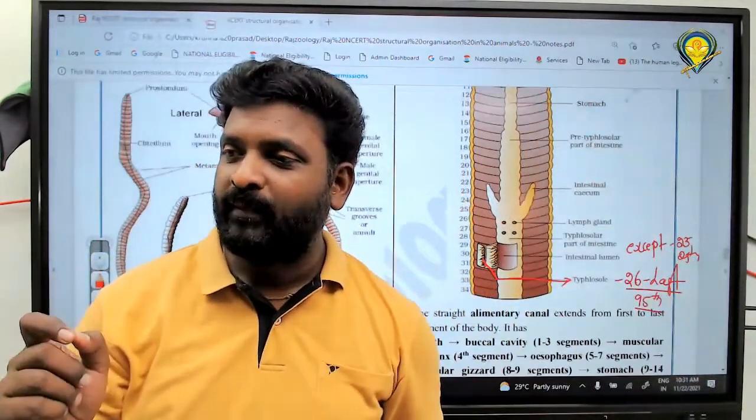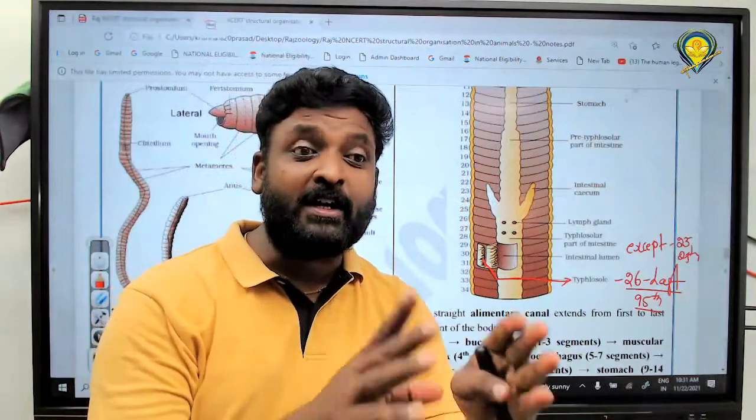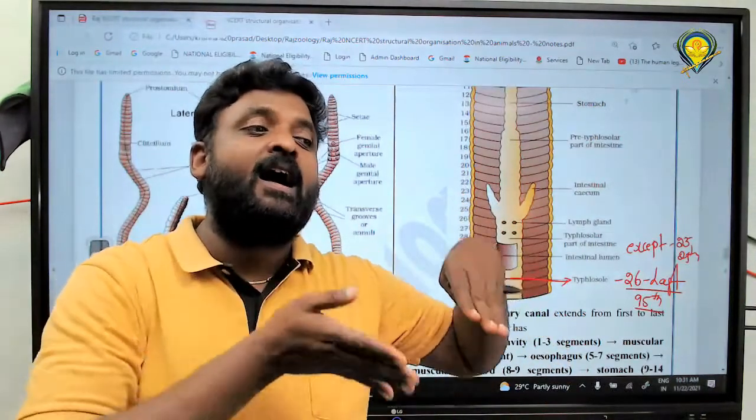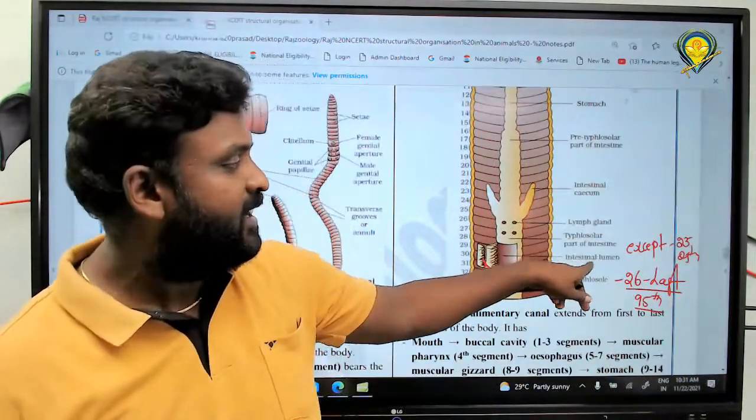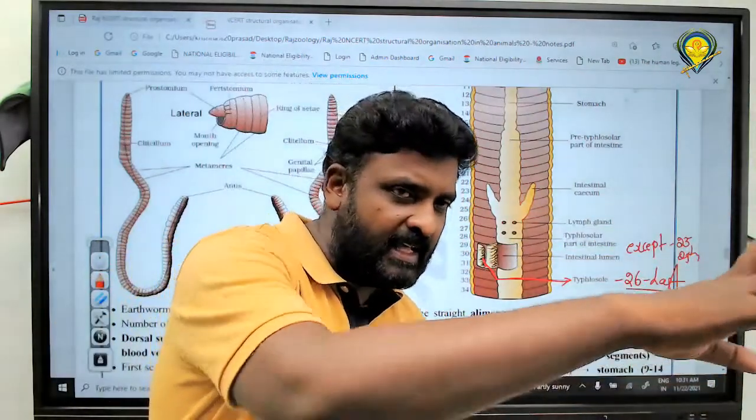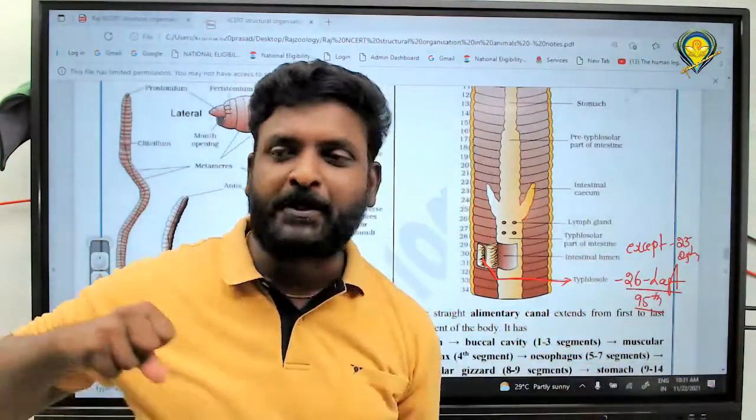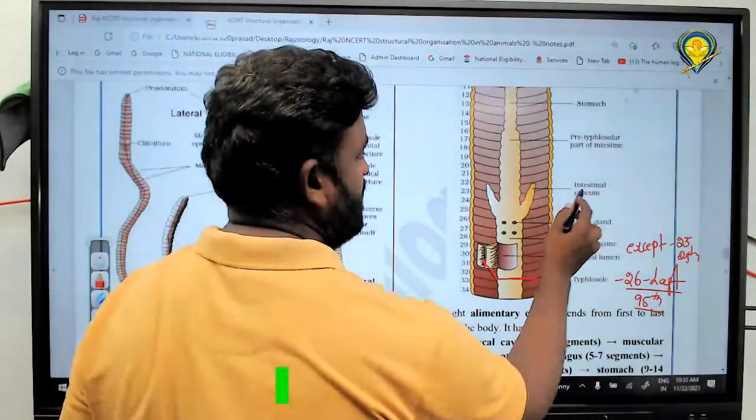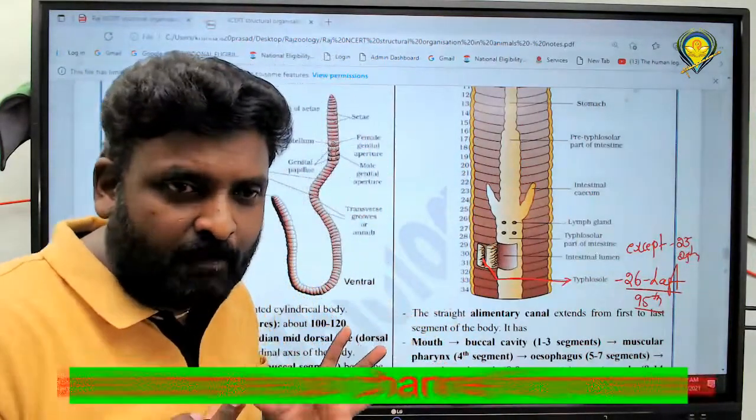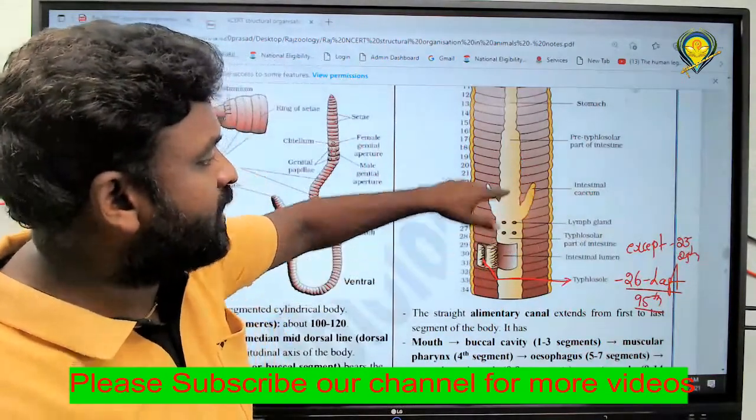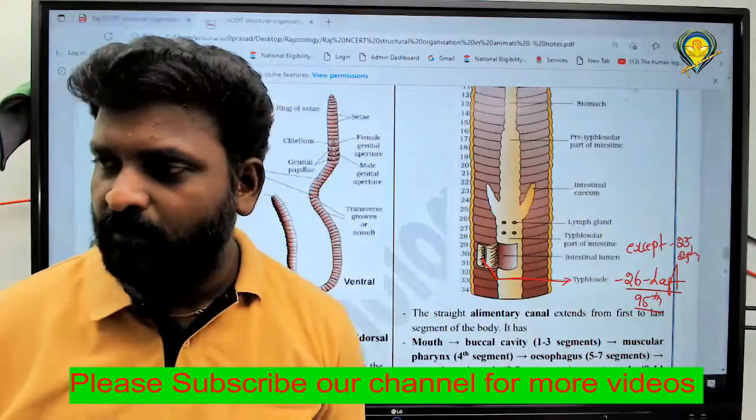And you know why? Because an earthworm consists of 100 to 120 segments. So almost up to the last of the body there is a presence of the structure called the typhlosole, which helps in increasing the surface area of absorption. Got it? And here you can see a cecum-like structure, a projection of the intestine, called the intestinal caecum, which extends from the 26th segment. Got it, all of you?